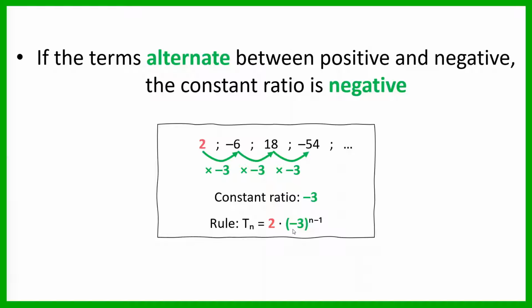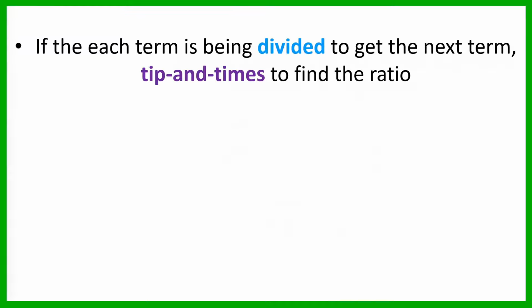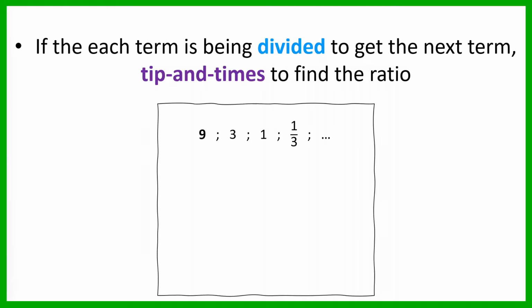Okay. Then we also get patterns with a constant ratio where the terms are being divided by something to get the next term. When that happens, we need to flip it to times to find out what the ratio is. So in this example over here, we've got the pattern 9, 3, 1, a third. You can see it's being divided by 3 all the time. If I go from 9 to 3, I'm dividing by 3. If I go from 3 to 1, I'm dividing by 3. If I go from 1 to a third, I'm dividing by 3.